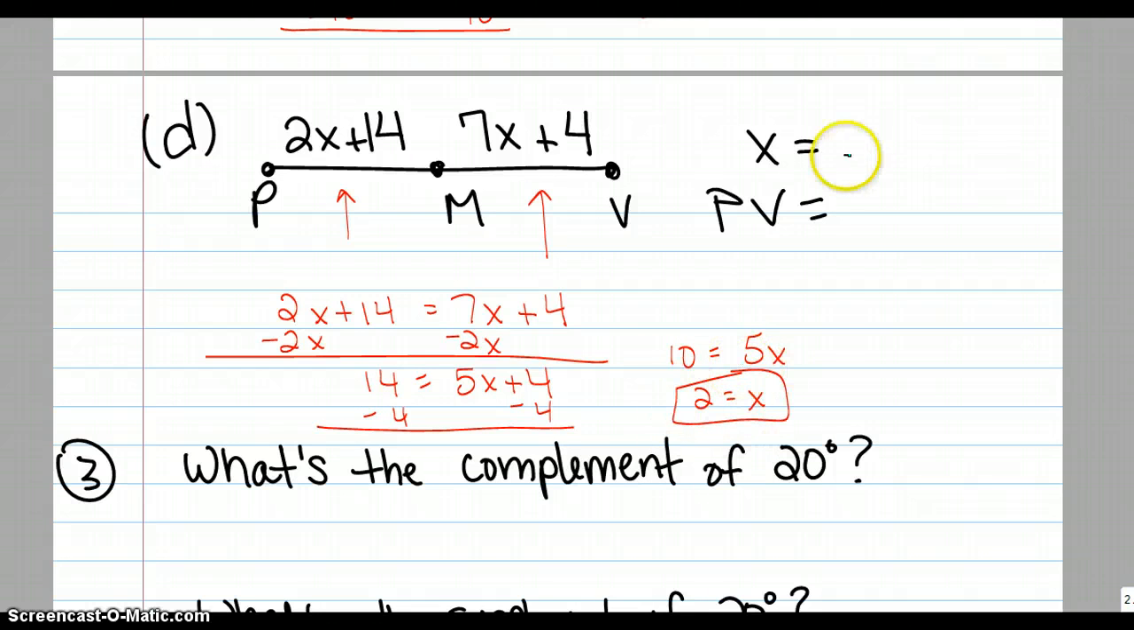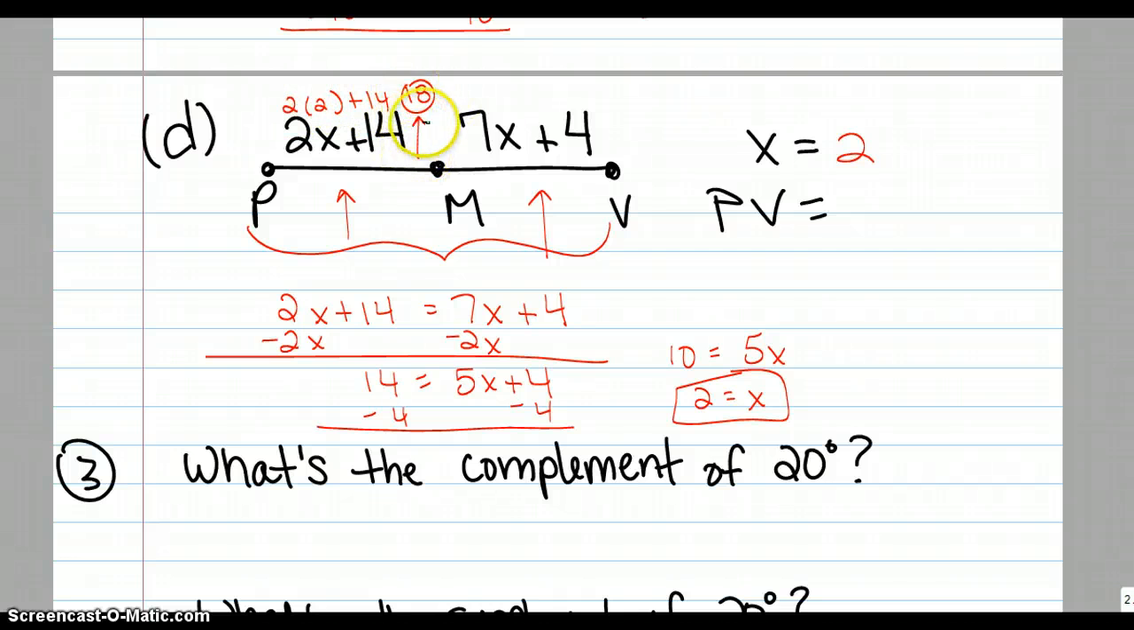So x equals 2, and then if it asks you to find PV, which is this whole thing, you're going to have to plug it into both pieces. If you plug 2 into this piece, you get 2 times 2 plus 14. 4 plus 14, you get 18 for that piece. And then 7 times 2 plus 4, it's going to be the same because we know that they're equal. So this piece is also 18. And then PV is 18 plus 18, or 36 all together.